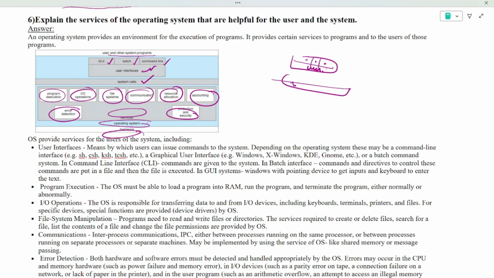Next, it will have system calls, which we studied in the previous question. First you have to do execution, then you will give input or output for that, then the file system. Next is communication, next is resource allocation, next you will account it. Okay, you will add and account it. Next is error detection. If there is any error, it will detect. Next, it will protect. That is protection, which we studied in system call. That is how you remember it.